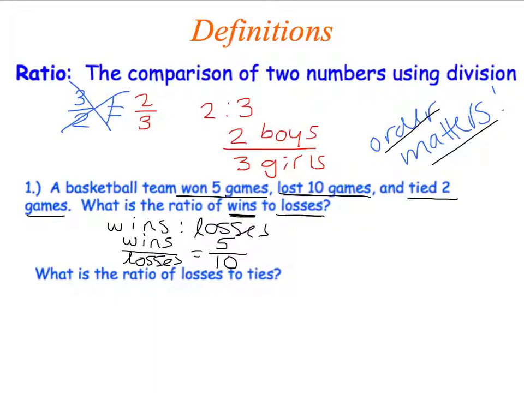You still want to simplify ratios just like you'd simplify fractions. So 5 over 10 becomes 1 over 2 if you divide the numerator and denominator by 5. And this would be your final answer. Because you have an order, you do not need to write units. So you have to make sure you say wins first and losses second, and you don't need units. You could also say 1 to 2. These two statements mean the same thing.